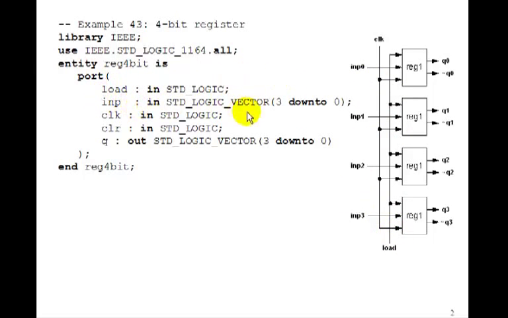The input now will be a 3 down to 0, so we'll have input 3, input 2, input 1, input 0. Clock and clear are the same, and then Q will be a standard logic vector 3 down to 0. So we'll have Q0, Q1, Q2, Q3 out.